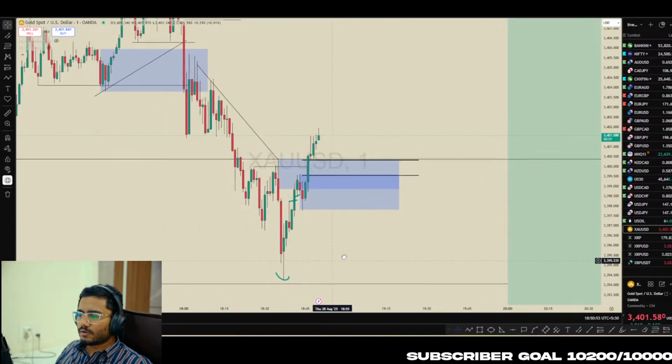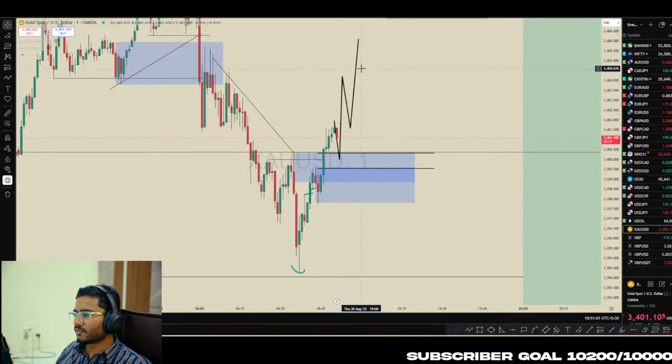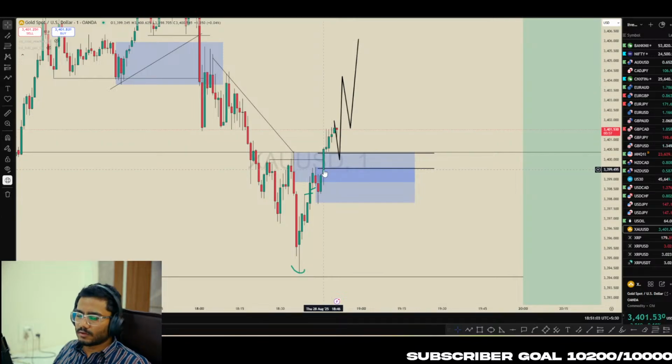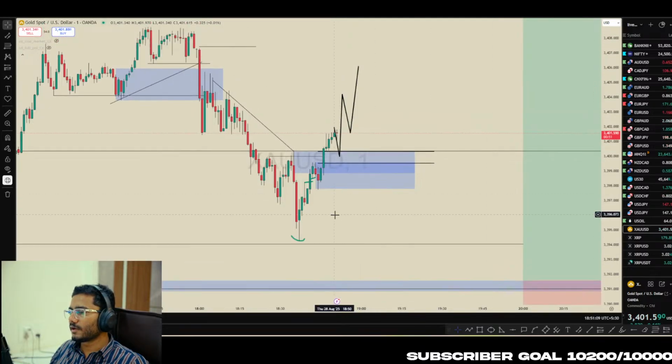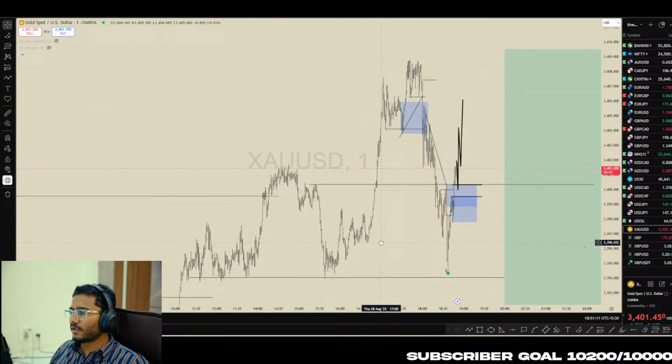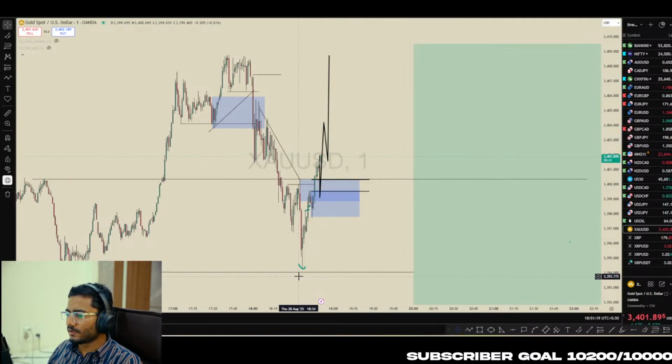So we don't want price to fulfill this whole imbalance. We want price to just sweep the liquidity, and then it should go to the upside. Then it should be equal for retest. So if this imbalance remains unfulfilled, then it will not create more liquidity downside. So probably we look for continuation trades. So this imbalance will help us to target the next high and look for bigger take profits. Because if this gets mitigated, then probably price will sweep this low also. We don't want that to happen.